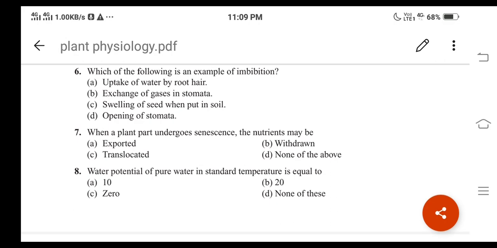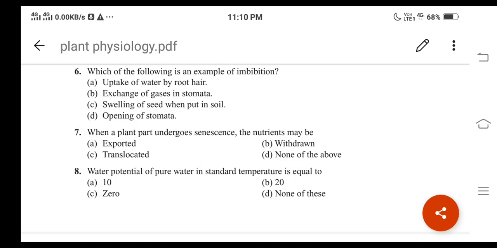Okay, then question number 7, when a plant part undergoes senescence, the nutrients may be, the different options are like this: exported, withdrawn, translocated, then none of the above, right? For question number 7, when a plant part undergoes senescence, the nutrients may be withdrawn and they can move to the other growing parts, right? So option B is the correct answer, right?